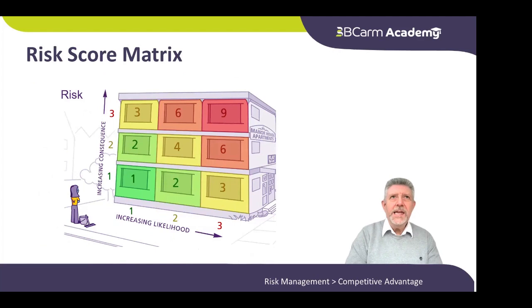And if we overlay those two matrices, if you would, those two tables, so that's the likelihood and the consequence, you can see how we start to develop our risk score matrix. And in this case, we're in a sort of 3x3 matrix. And then we can color code those, maybe reds, the ambers or yellows, and the greens.